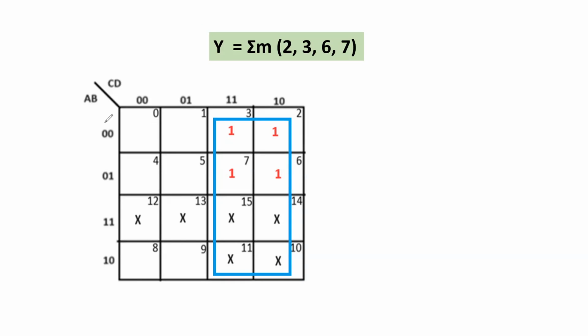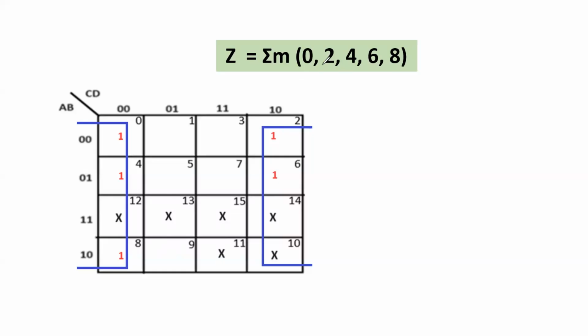Now this group lies in 4 rows and last 2 columns. 4 rows means A neglected and B also neglected, because for A, 2 zeros and 2 ones, equal number of zeros and equal number of ones, so that A should be neglected. Similarly for B, 0, 1 and 1, 0, therefore 2 zeros and 2 ones, B also neglected. Vertically for C, 1 1, that means C is common. D 1, 0, therefore D should be neglected. Therefore, the simplified Boolean expression for this K-map is Y equal to C.